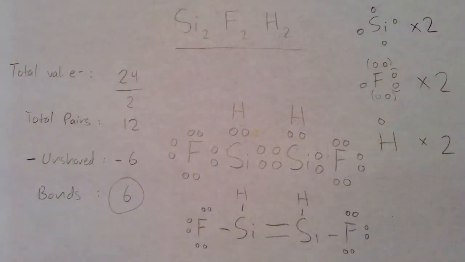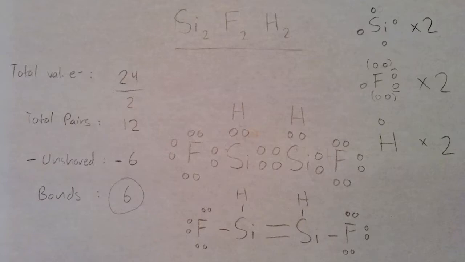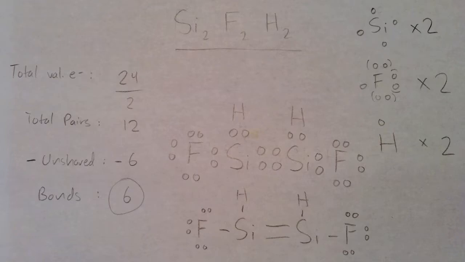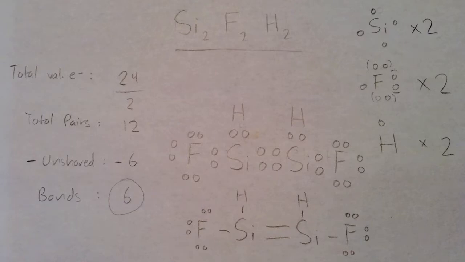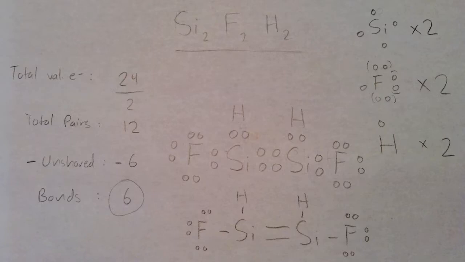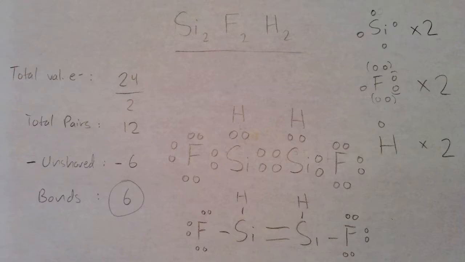This example of covalent bonding modeled by the Lewis structure is Si2F2H2. Its atoms have a total of 24 valence electrons. We divide that by 2 to get 12 pairs, and subtract the 6 unshared pairs to get 6 required bonds. The molecule will be formed with the 2 silicon atoms forming a double bond, and each of them forming a single bond with a fluorine and a hydrogen atom.